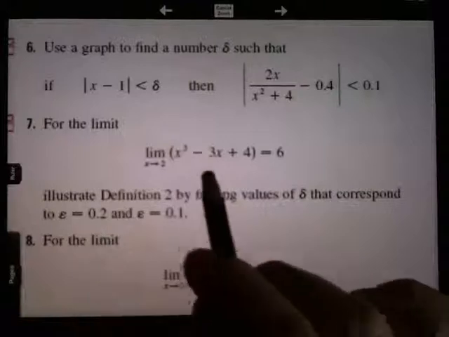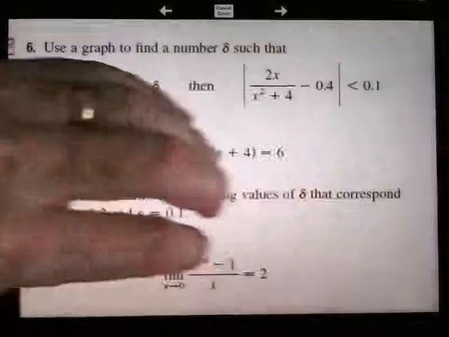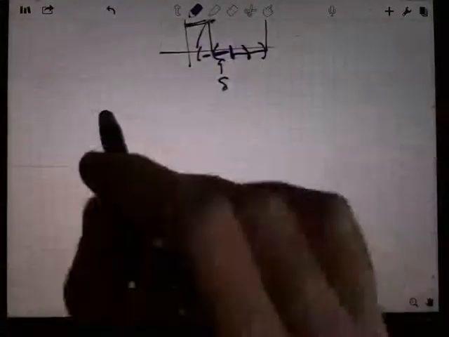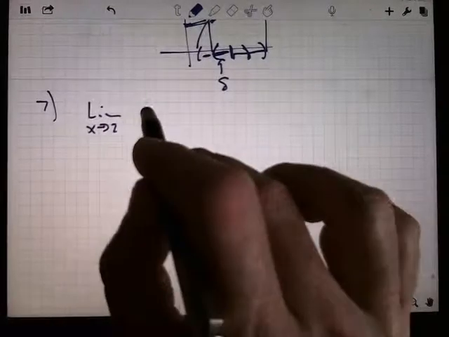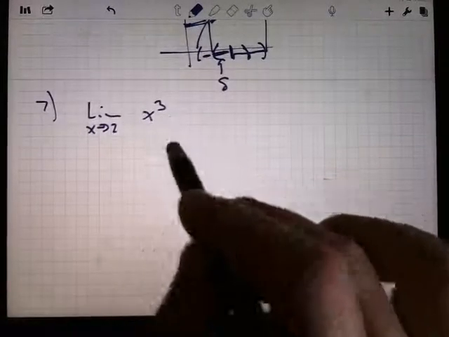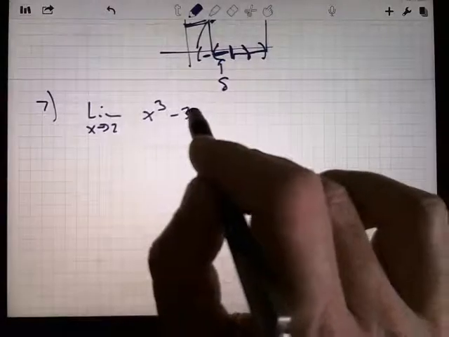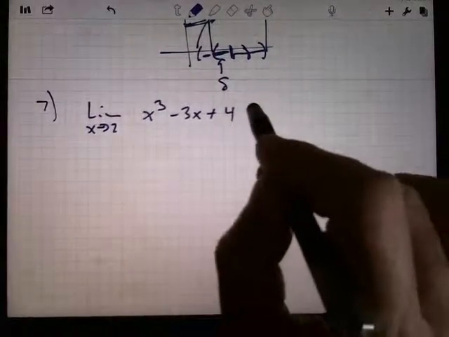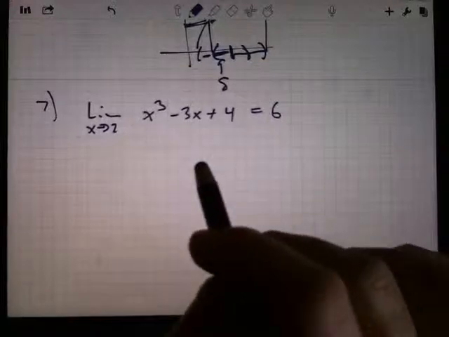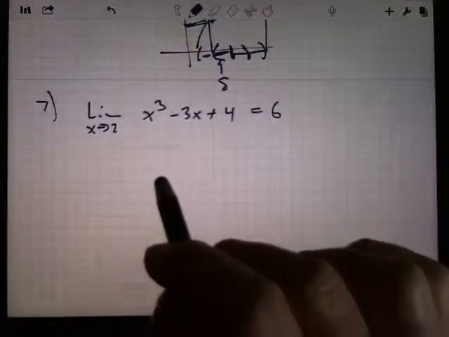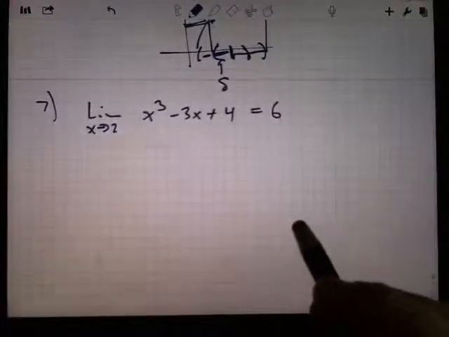Here's my function, x cubed minus 3x plus 4, and we think the limit as x goes to 2 of x cubed minus 3x plus 4 is equal to 6. Let me just double check here. That's 8 minus 6 plus 4, which is 6, sure. Okay, how do I do that?